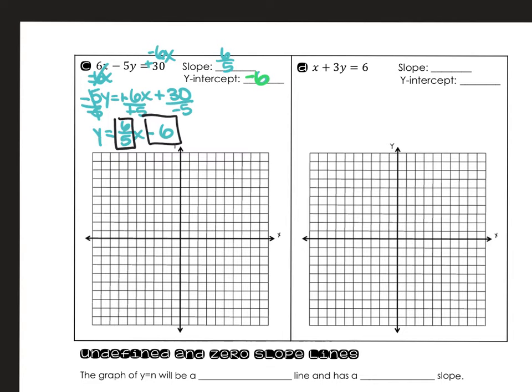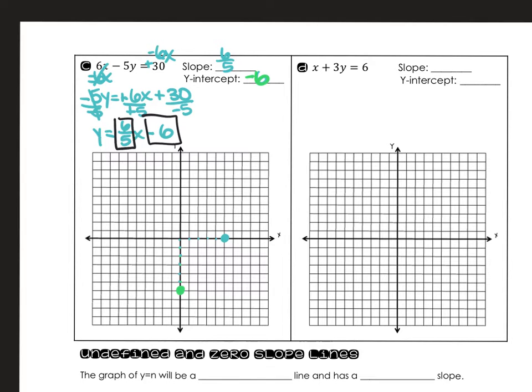So I will start with the y-intercept, 1, 2, 3, 4, 5, 6. And then for my slope, I'm going to move up 6, 1, 2, 3, 4, 5, 6, and right 5, 1, 2, 3, 4, 5.